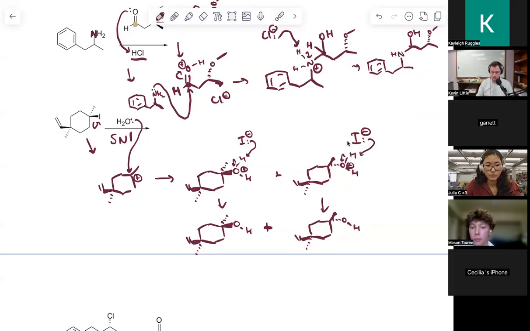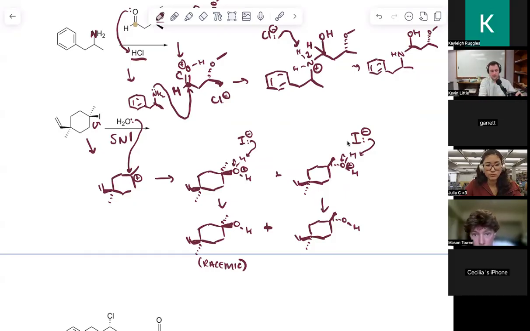Or alternatively, you could just do this deprotonation on one of them, and then at the end just say it's racemic, which means that I get a 50-50 mixture of both products. I'm cool with both answers, as long as you make it clear that this is going to be the wedge and the dash OH addition.